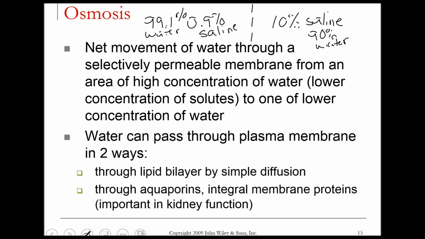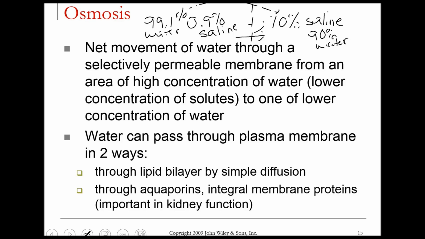Now we can easily see that this water can flow through the membrane down its concentration gradient. So the water will pass from one side to the other. It will pass from the area of 99.1% water to the area of 90% water.